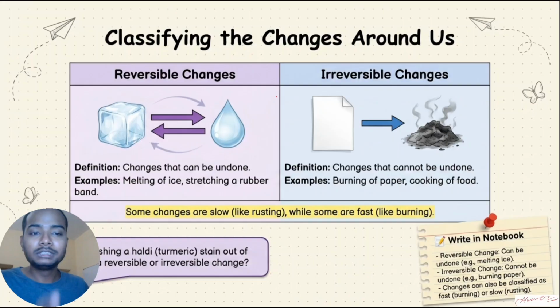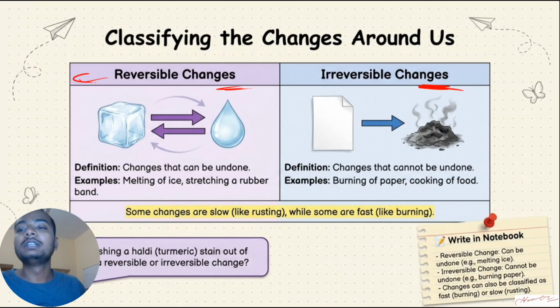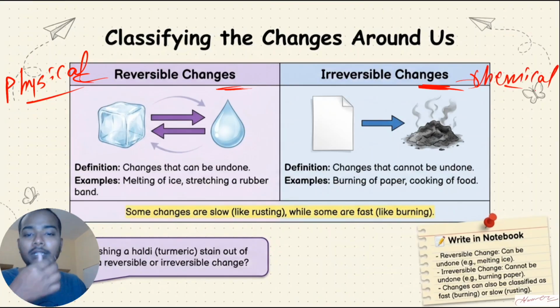When we talk about the changes which are happening around us in the environment, there are two types of changes that we see. The first one is reversible changes. The second one is irreversible changes. The first is also called physical changes, and the second is also called chemical changes.